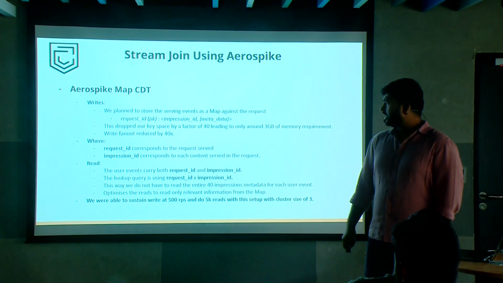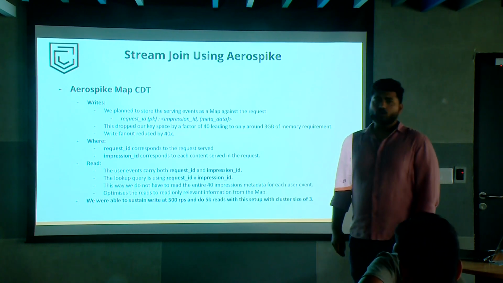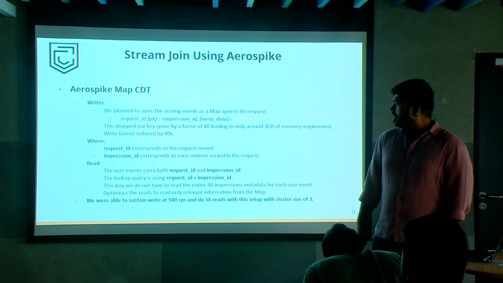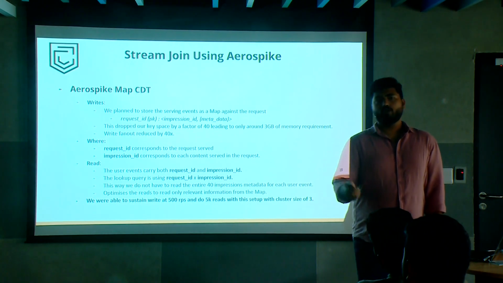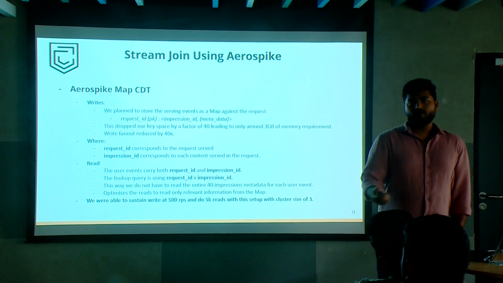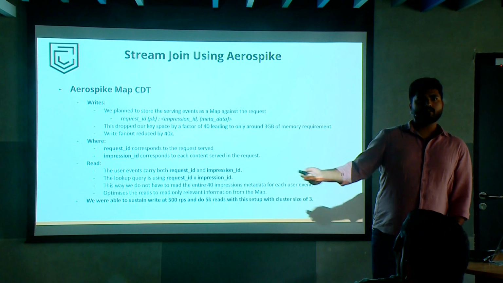So same thing, the request ID corresponds to the served request, and the impression ID corresponds to each content served in each request. So the read again would happen on the cardinality, where the most granular thing is impression ID. So we can do a lookup on map CDT where the primary key is request ID and the map key is impression ID.